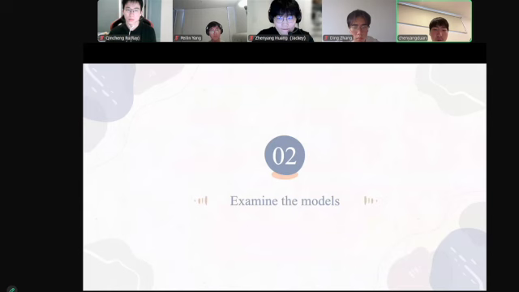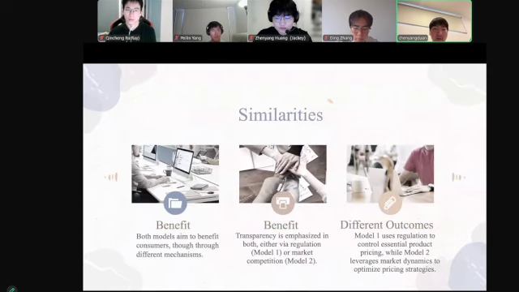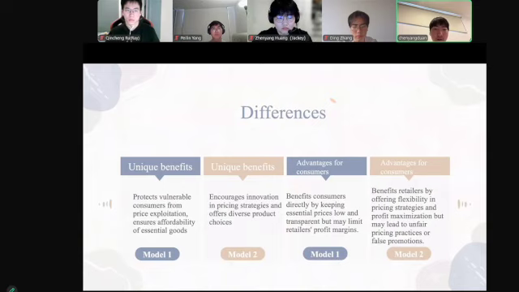The second part is examining the models. The first is similarities. For the benefit, both models aim to benefit consumers, though through different mechanisms, and transparency is emphasized in both, either via regulation or market competition. And for different outcomes, Model 1 uses regulation to control essential product pricing, while Model 2 leverages market dynamics to optimize pricing strategies. And the second part is differences. For the unique benefits, Model 1 protects vulnerable consumers from price exploitation and ensures affordability of essential goods. And Model 2 encourages innovation in pricing strategies and offers diverse product choices.